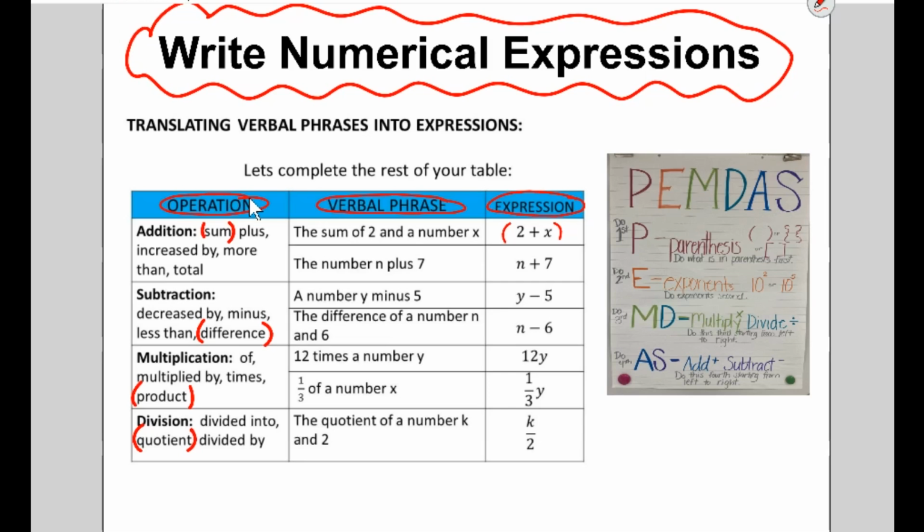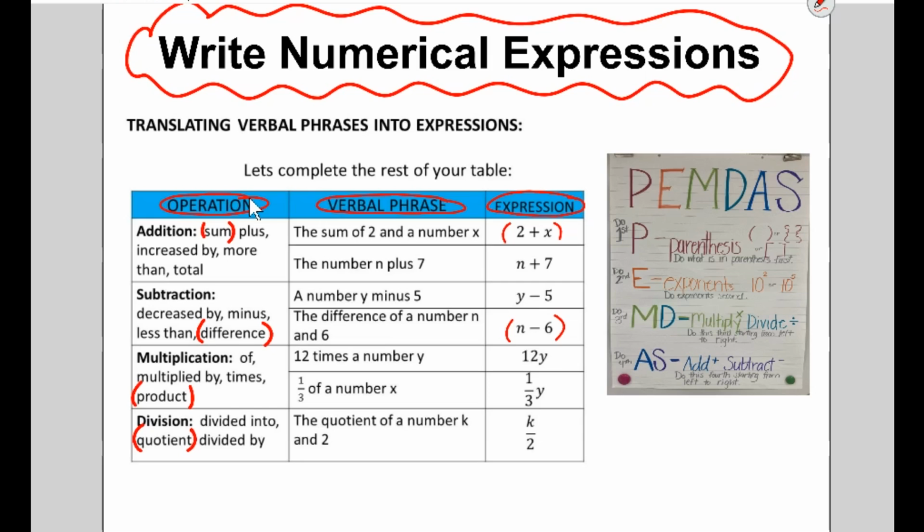Again, they give us examples for subtraction, number y minus 5, then they give us the expression. The difference of a number n and 6, again, the word difference would have parentheses around it. That just means that whatever it's telling us after the word difference before a new sentence is what goes inside that parentheses. Same as what it did for sum when we were doing addition.